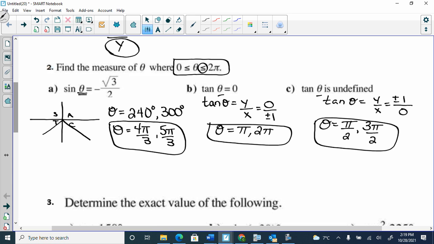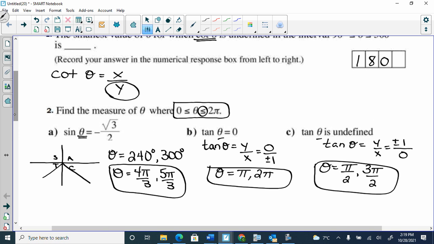Wouldn't B include 0? Inclusive? Yep. That hurts me to do that, but the zero should, it doesn't matter. It can be out of order, but that bothers me. But yes, absolutely. It should be at 0, pi, and 2 pi.